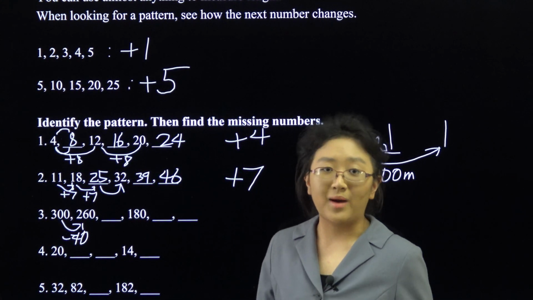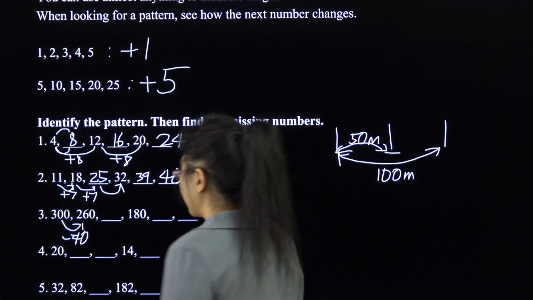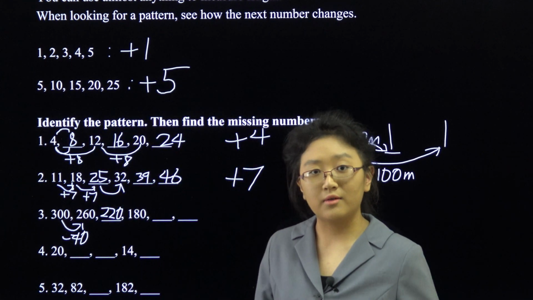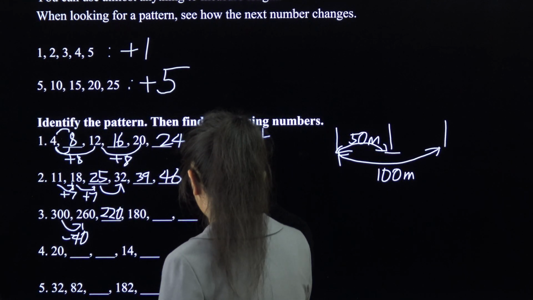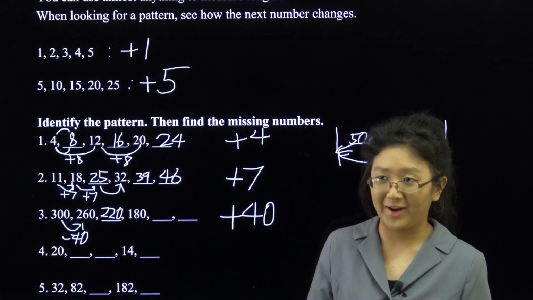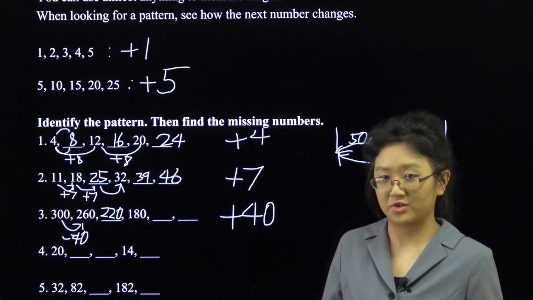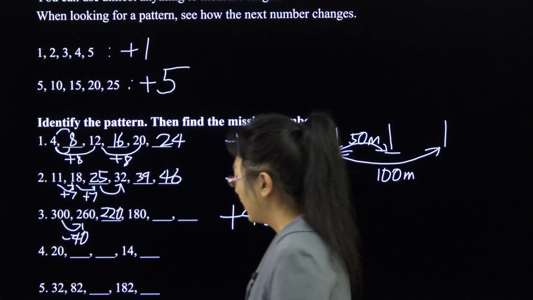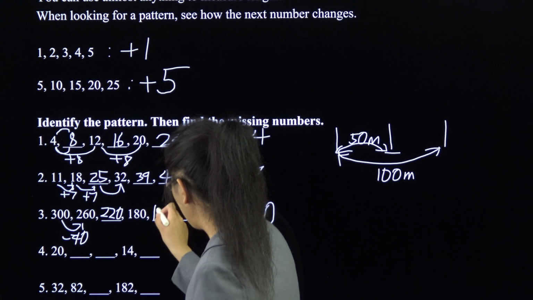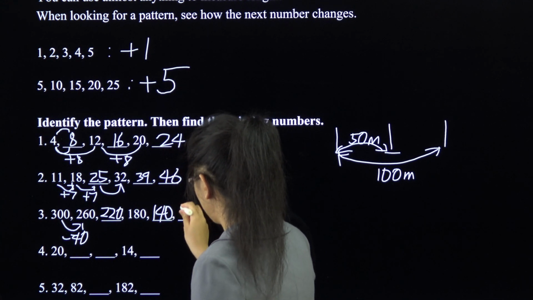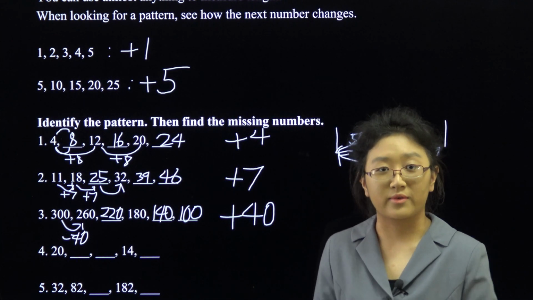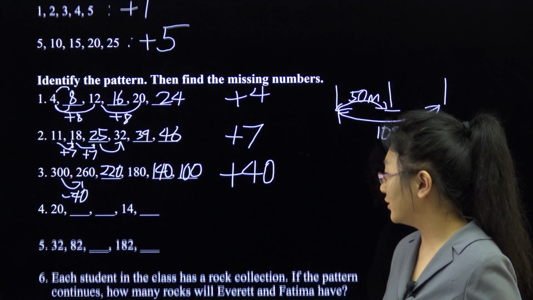Now what's 260 minus 40? 220. Now what's 220 minus 40? 180. Well, that fits. So it probably is the pattern rule, especially since we're only doing linear patterns right now, or patterns that increase or decrease a certain amount with each term. 180 minus 40 is 140. 140 minus 40 is 100. Yay! Now we move on to questions 4, 5 and 6.